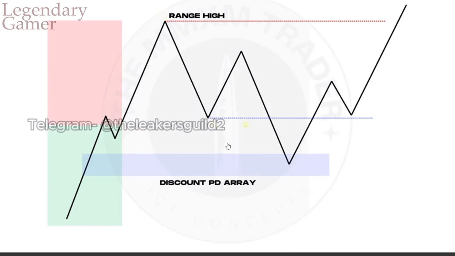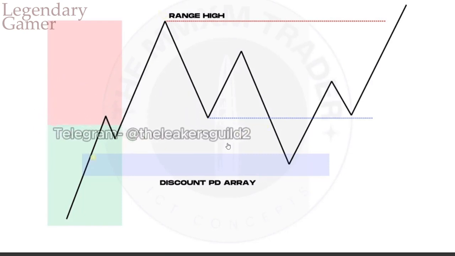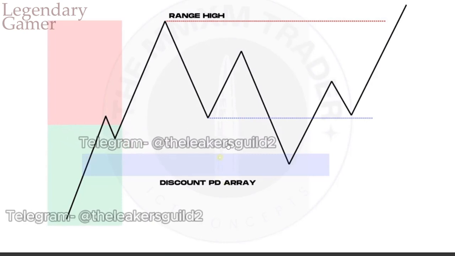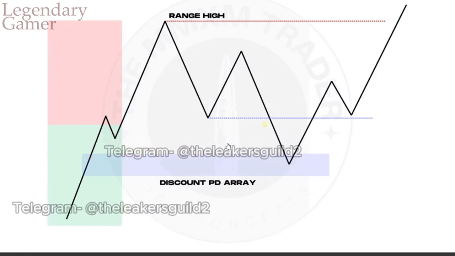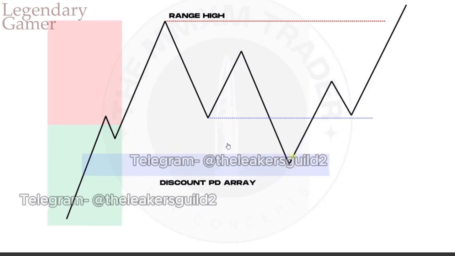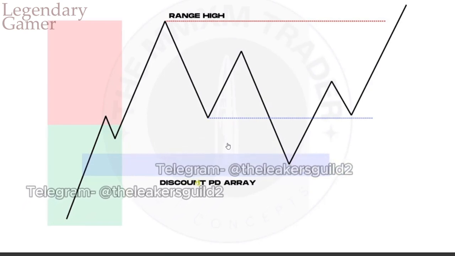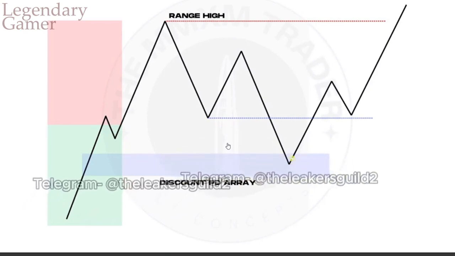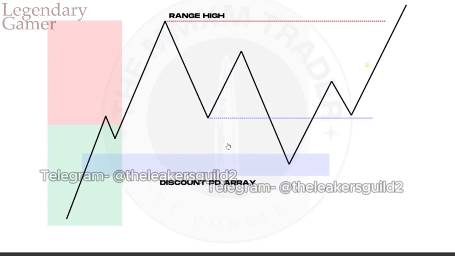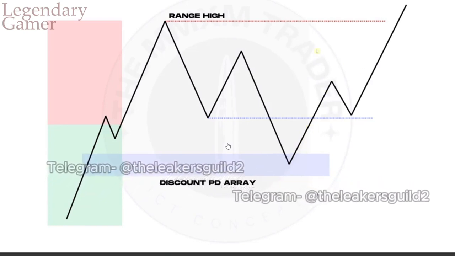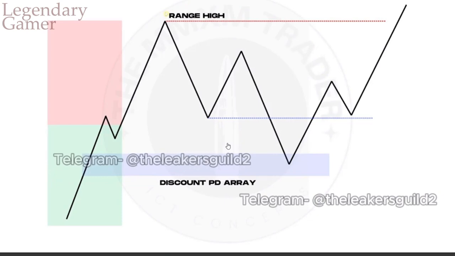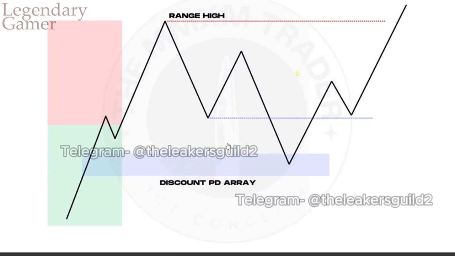Now we want to pair it up on a key level, right? We've got this discount array over here. We can see sell stops are being accumulated, hitting that higher time frame discount PD array, and then price pushes up and pairs up those accumulated sell stops with the buy stops resting above that range high.